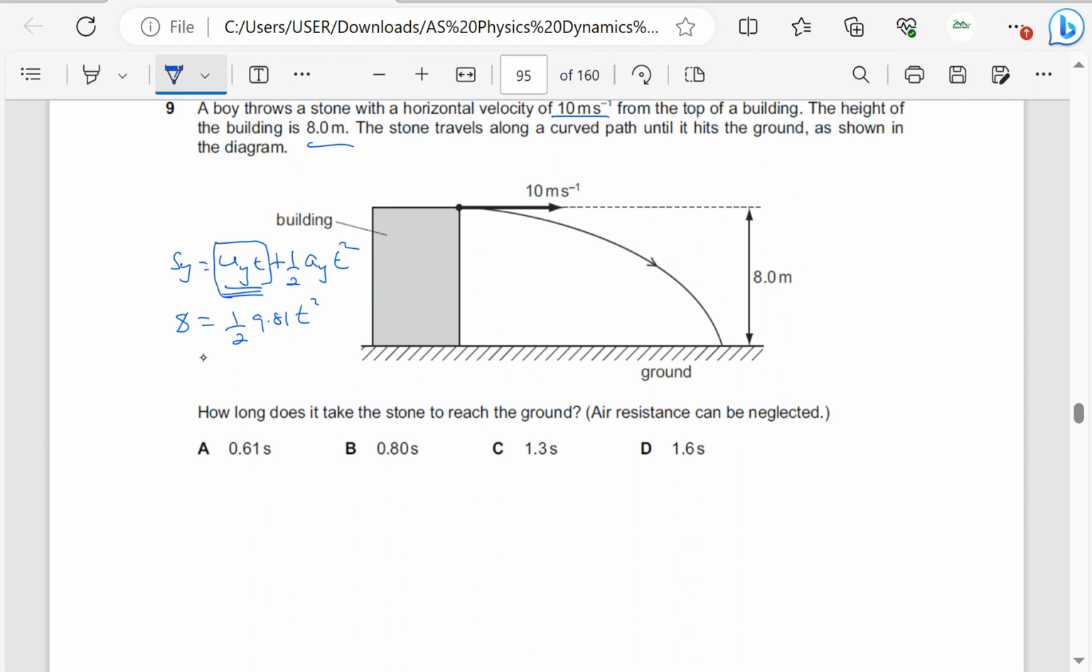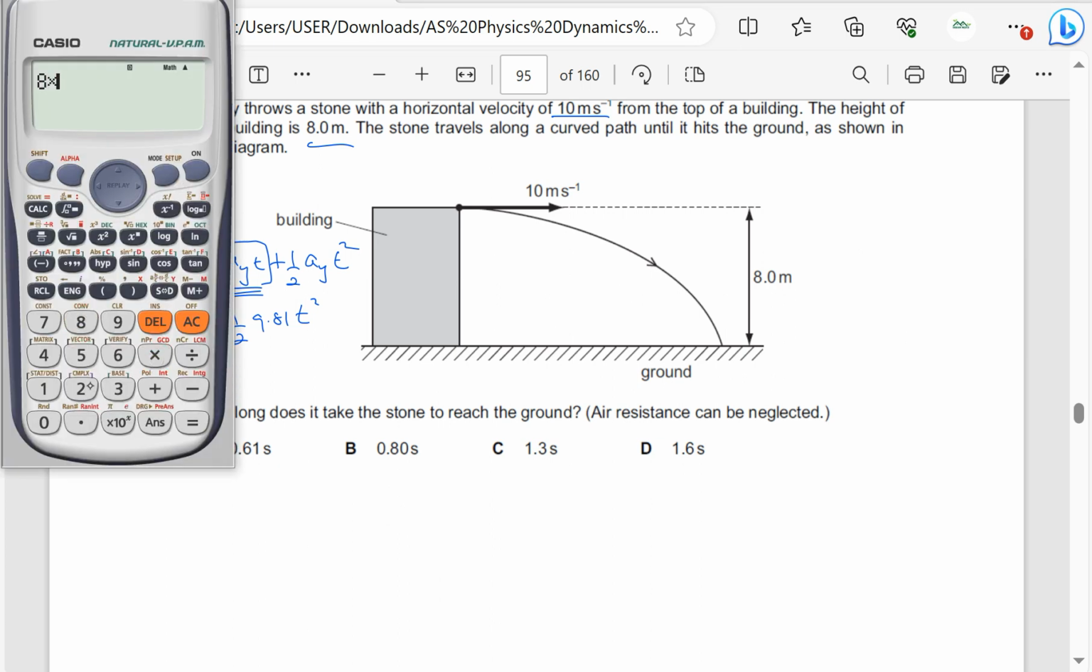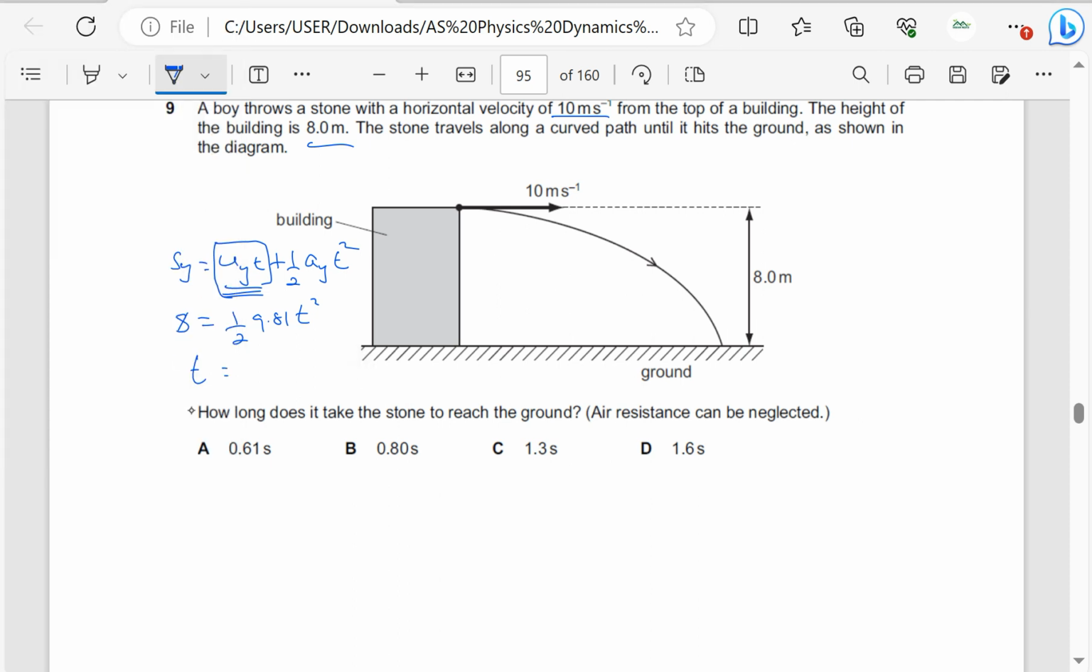This is T squared, so I make T the subject. So it is 80 times 2 divided by 9.81, square root of the answer, that is 4.0. So this is going to be 4.0 seconds. That is the time it reaches the ground. So the answer is going to be C.